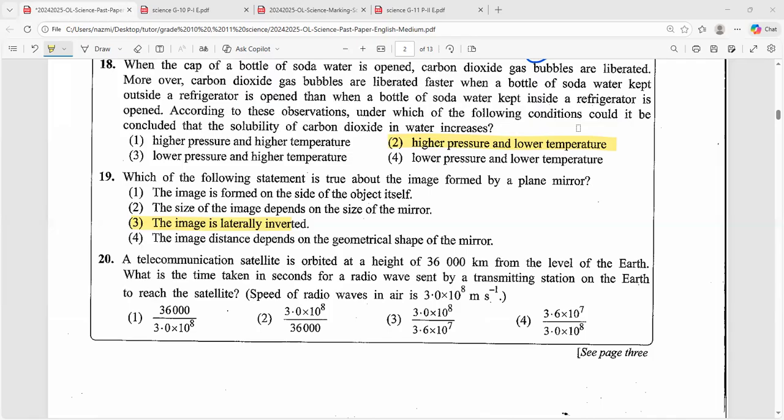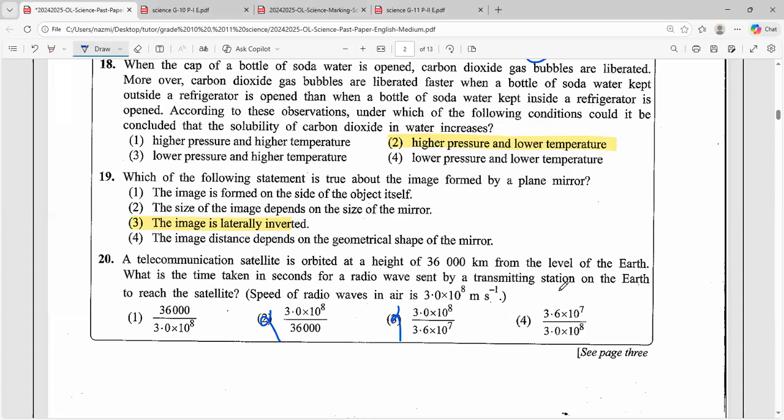So what is the distance? 36,000 kilometers. Speed is 3 into 10 to the power 8. So then 1 and 4 only are possible, isn't it? We can cut 2 and 3. Out of 1 and 4, I think first, no? Now 36,000 kilometers, but the speed, can you see it is in meter per second? Then can you mix kilometer and meter? You have to convert kilometer to meter.